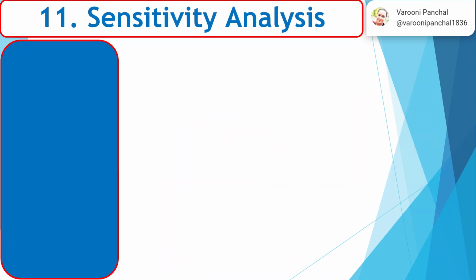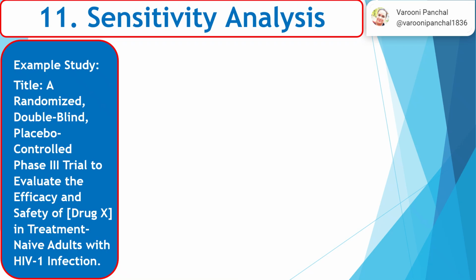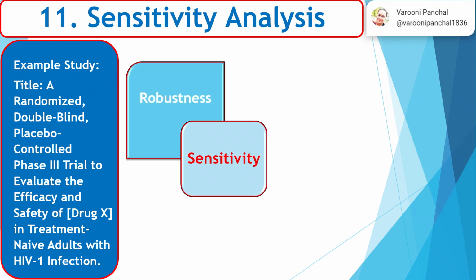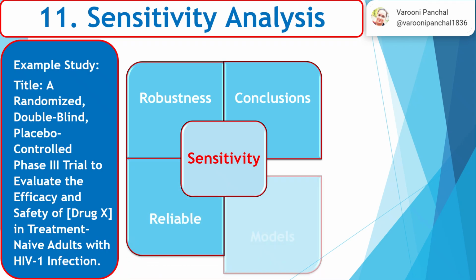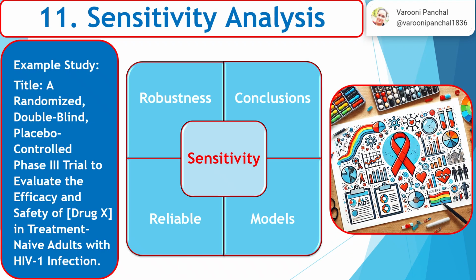Number 11, sensitivity analysis. Example study. Title: a randomized, double-blind, placebo-controlled Phase 3 trial to evaluate the efficacy and safety of drug X in treatment-naive adults with HIV-1 infection. Sensitivity analysis assesses the robustness of the primary analysis results to various assumptions, alternative methods, or different handling of the data. It helps to ensure that the conclusions drawn from the study are reliable, particularly in the face of uncertainties or data limitations such as missing values, protocol deviations, or different statistical models.